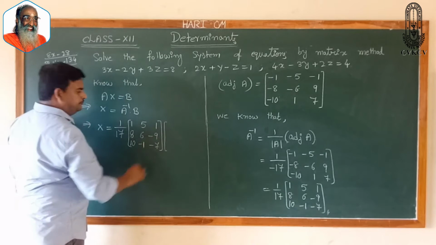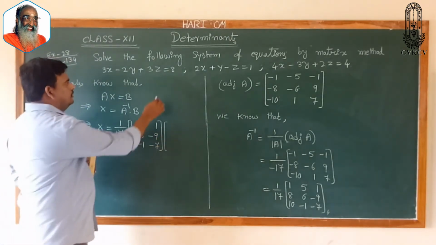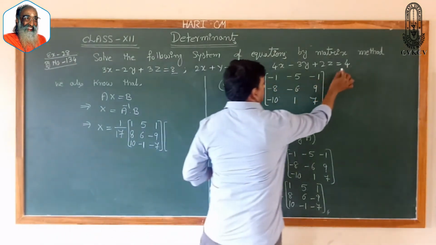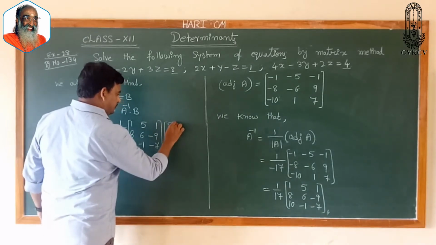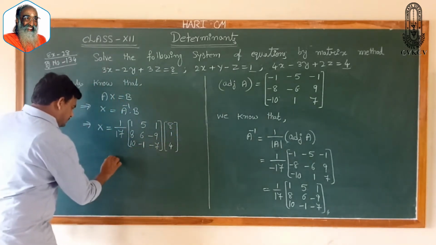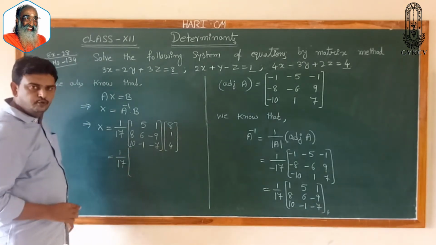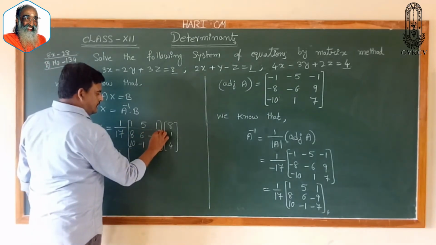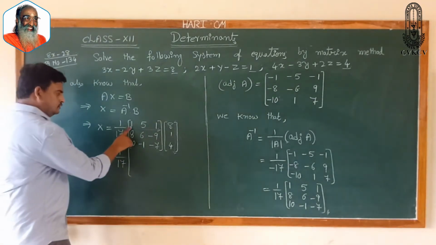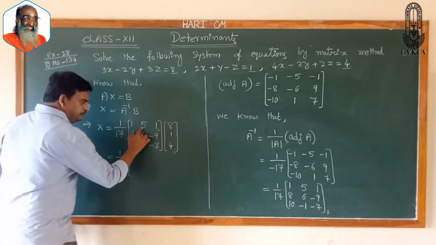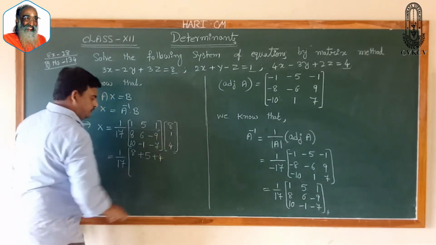And the matrix B. Matrix B is nothing but the constant matrix. What are the constants we have? 8, 1 and 4. So we have 8, 1, 4. Now we should multiply. So 1 by 17. Row 1 elements will multiply with column 1 elements. So 1 8s are 8, 5 1s are 5, 1 4s are 4.